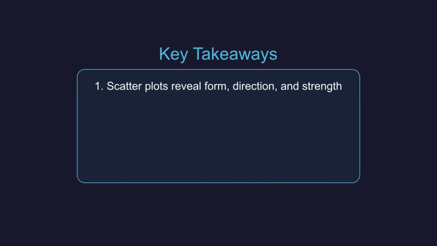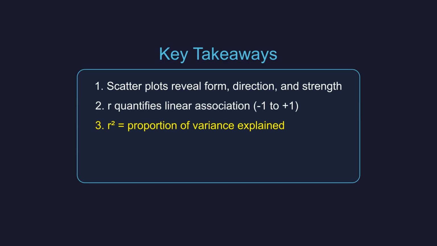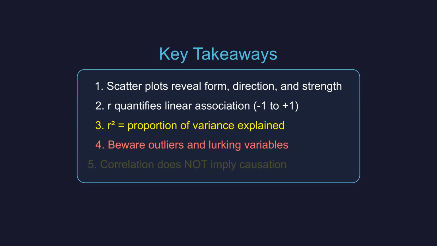Let's recap. Scatter plots show us the form, direction, and strength of a relationship. The correlation coefficient R puts a number on that linear association, ranging from -1 to +1. R squared tells us the fraction of variance explained. And always remember, watch out for outliers, lurking variables, and the fundamental rule that correlation does not imply causation.